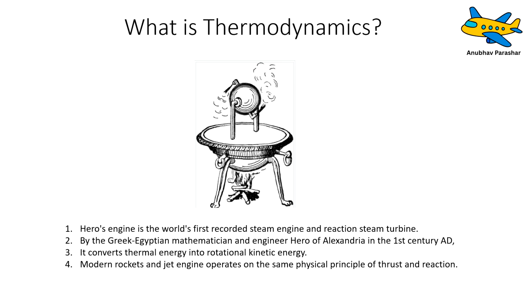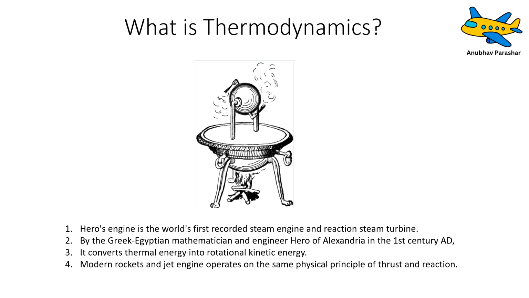Dear students, what is it that you can see in this picture? Well, this is Hero's engine. It was designed by the engineer Hero of Alexandria in the 1st century AD. That is 2000 years back. This Hero's engine is the first recorded steam engine and reaction turbine, and even today our rocket engines and our jet engines run on the same principle.